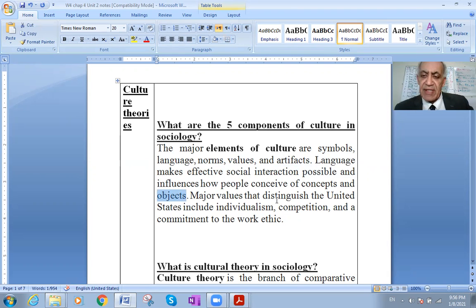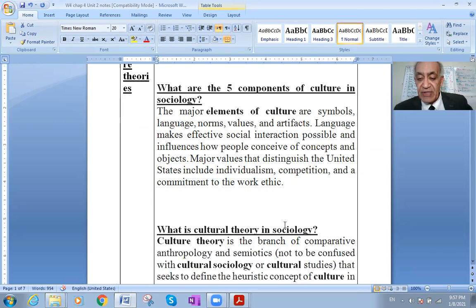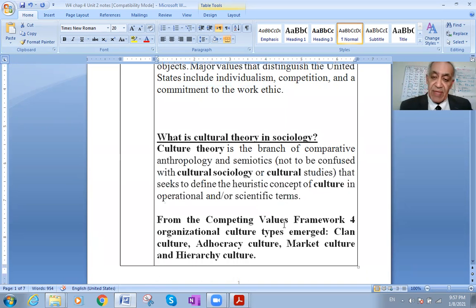Major values that distinguish the United States include individualism. If we talk about some countries on the dimensions of the Hofstede model, the United States is one of the countries which is very high on the scale of individualism, and pluralism, competition, and commitment to the work ethic. Those are the things which, as an example, apply to the United States.